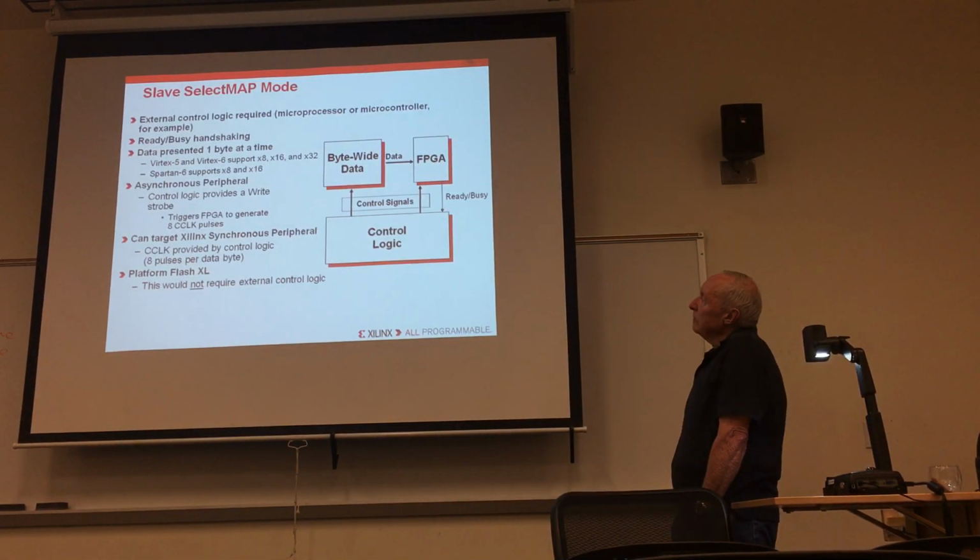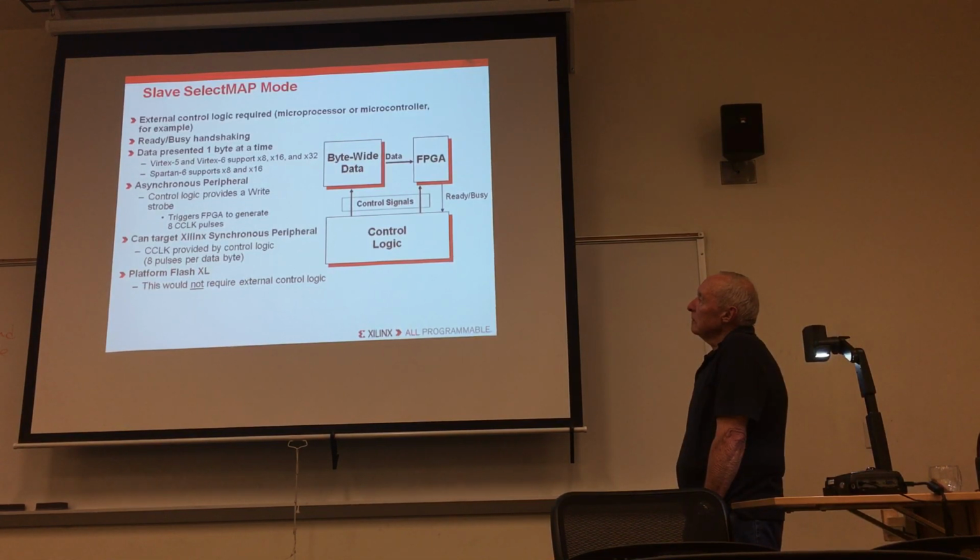In slave select map mode, an external host such as a microprocessor or microcontroller will write byte-wide configuration data into the FPGA using a typical peripheral interface. In this mode, the external host starts the configuration process by toggling the program pin and then monitoring that the init pin goes high. This indicates the FPGA is ready to receive its first data.